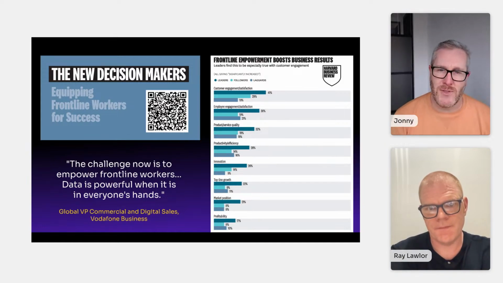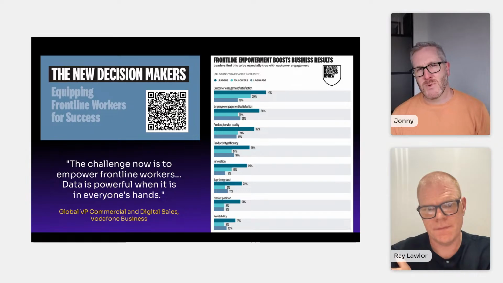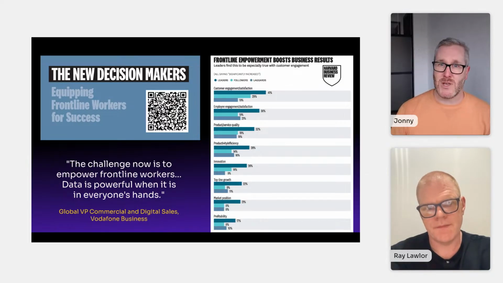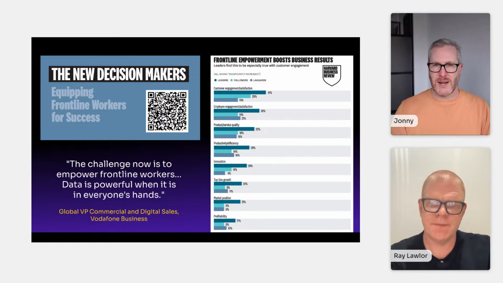The QR codes on the screen. This was a Harvard Business Review. In fact, this was the Harvard Business Review Analytics Service. And it's a really interesting report. It's not too heavy. It's about 15 pages long. And it really looked at what happens when you equip frontline workers to become decision makers. That's the crux. What happens when you give them the ability to make good decisions on the front line.